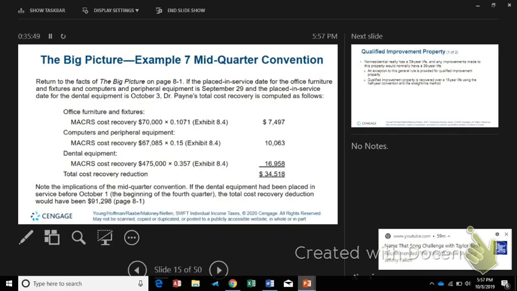So this is what it looks like here. And they actually made the same comment here. Note the implications: if he would have just bought it before October 1st, then the total deduction would have been that $91,000.